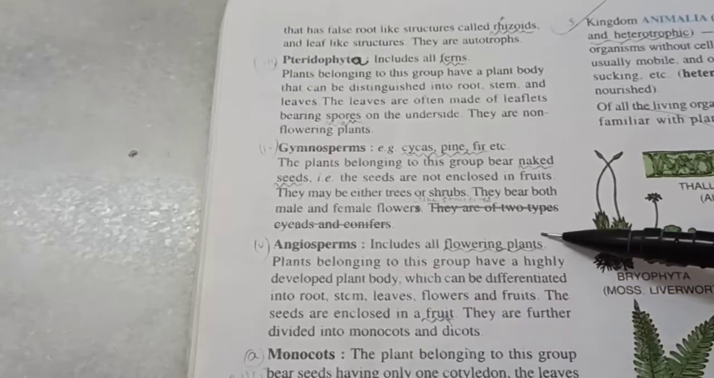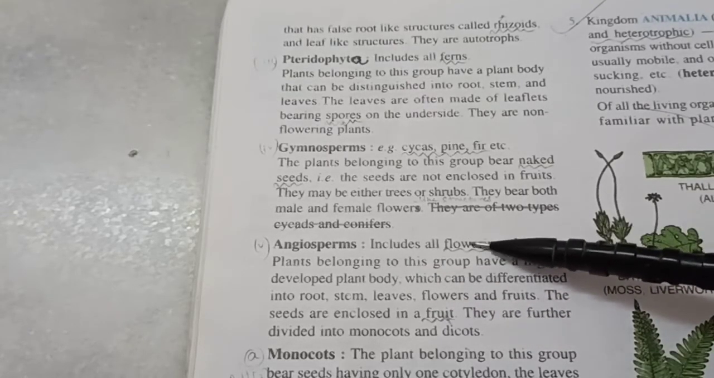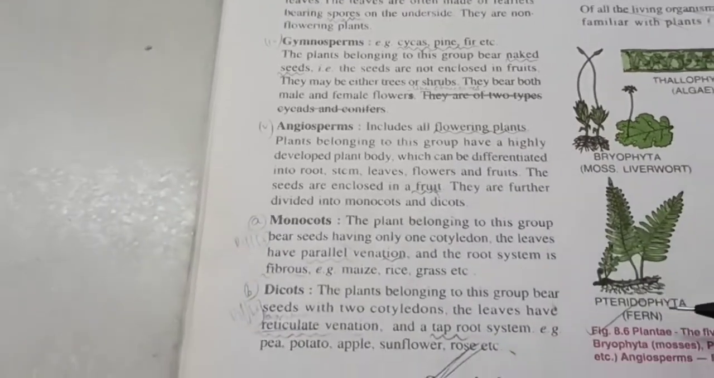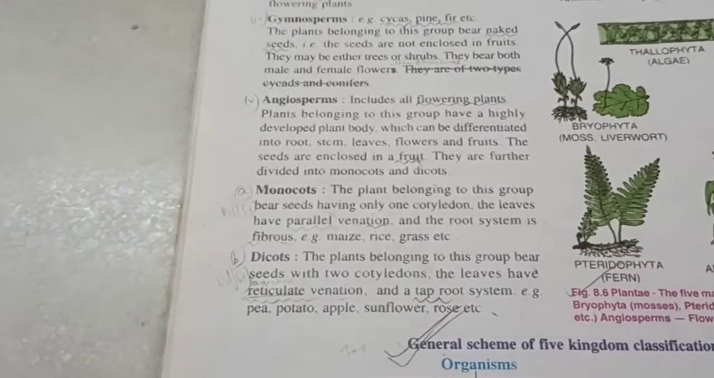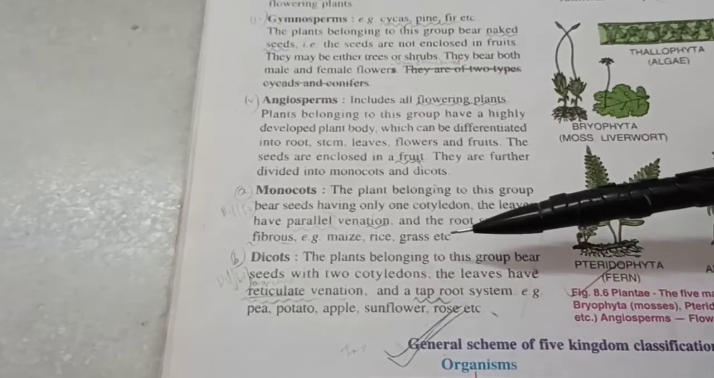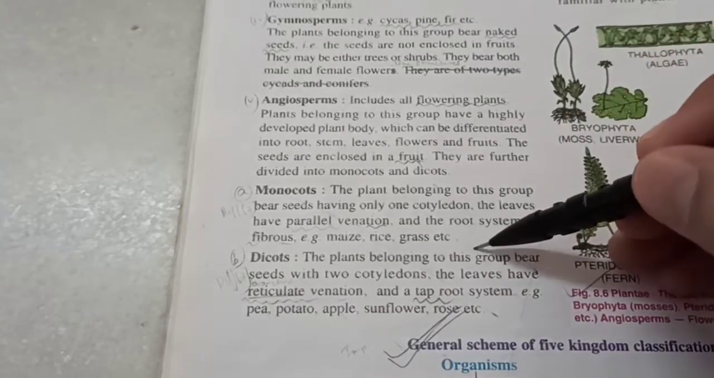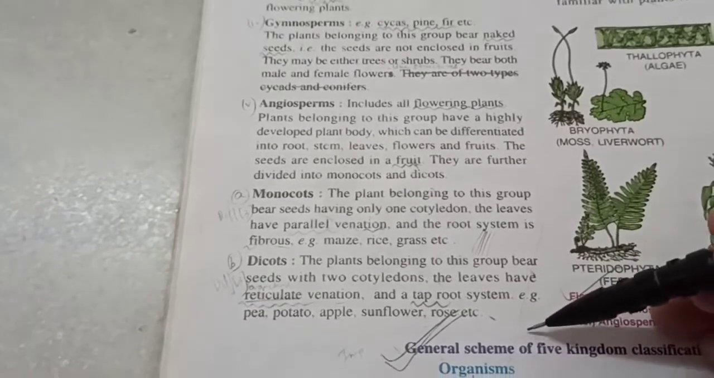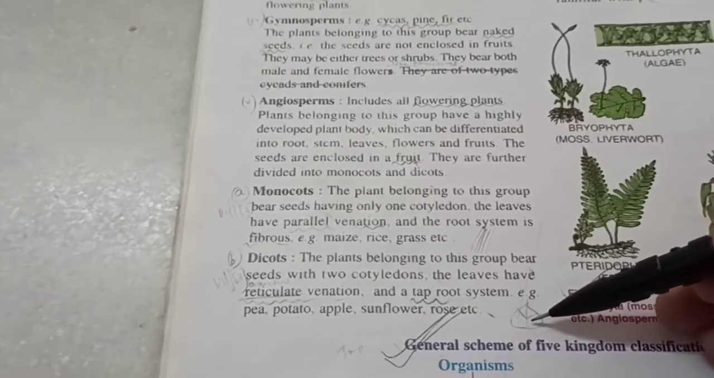Angiosperms are the flowering plants, and they are the usual plants which we see in our day-to-day life. They have roots, stems, and leaves. They have fruits. They can be monocots or dicots. Monocots have seeds which have a single cotyledon in their seed. Dicots have seeds which have two cotyledons in their seed. Monocots have parallel venation, that is, in their leaves, the veins are parallel. And dicots have leaves whose veins are reticulate.